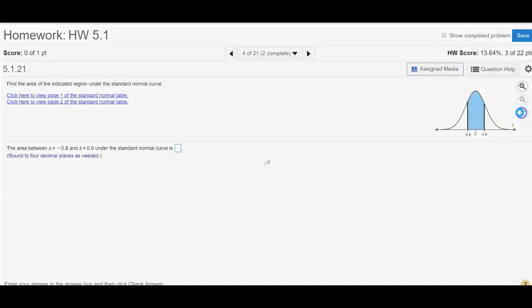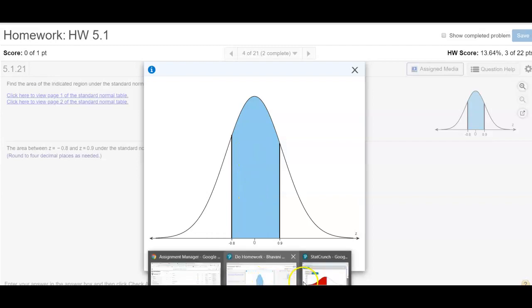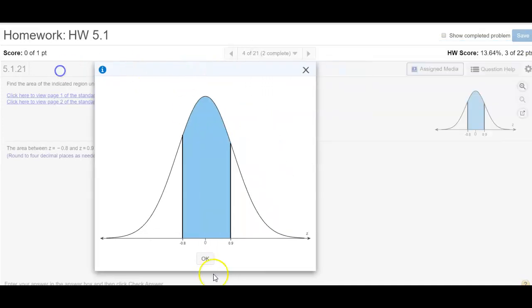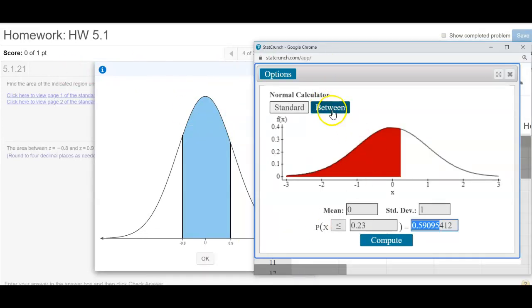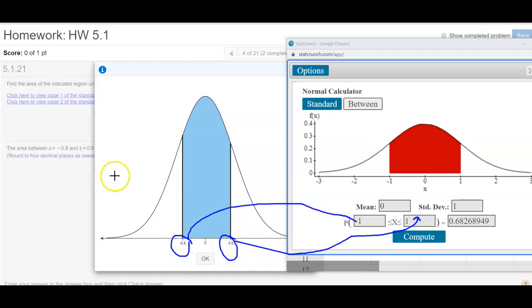Now look at this graph here. This one says it's not left, it's not right. I have 2 z-scores, so this is the area in between. So how do I do that? Let me move this here. So when you click on the Between tab, do you see? It looks exactly the same. So what I will do is I will go ahead and plug in both my z-scores in the respective places.